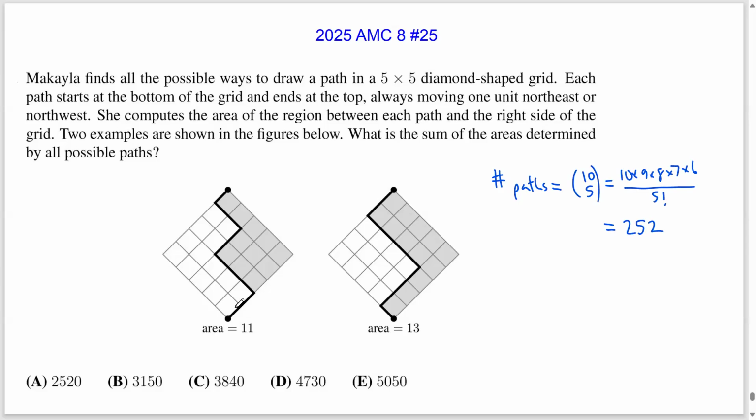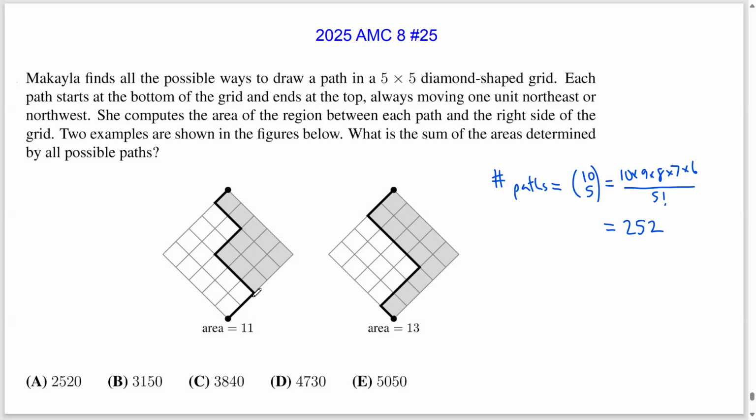Now for each path, we want to find the area of the region to the right and add them up. But instead of finding the area for each path, we're going to make a clever observation. That observation is the fact that for every path from the bottom to the top, there is one equivalent path that we can pair this off with, such that the sum of the areas is 25. So let's see an example to kind of illustrate this idea.